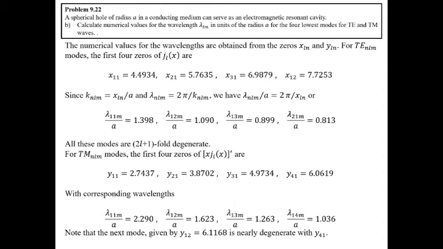All these modes are 2l plus 1 fold degenerate. For TM modes, the first 4 zeros of x times j_l of x prime are y_11, y_21, y_31, and y_41, with corresponding wavelengths below. Note that the next mode, given by y_12, is nearly degenerate with y_41.